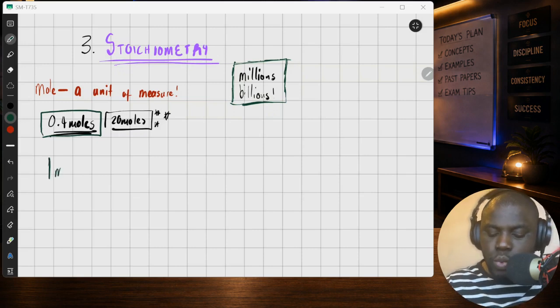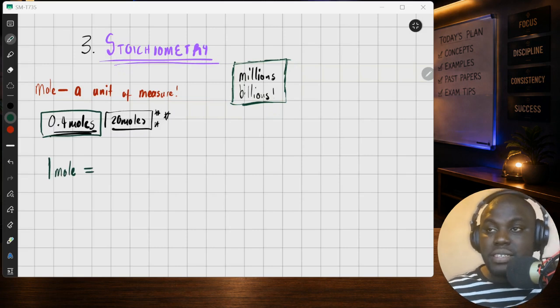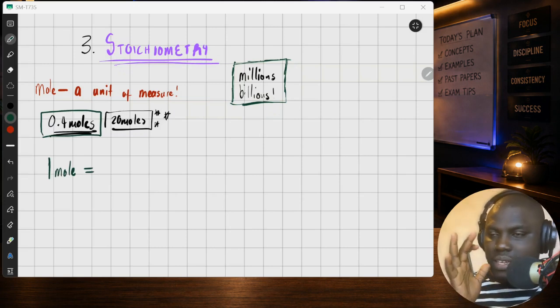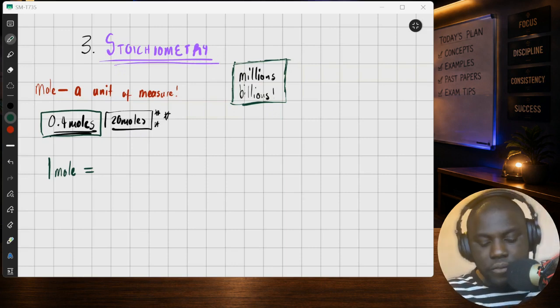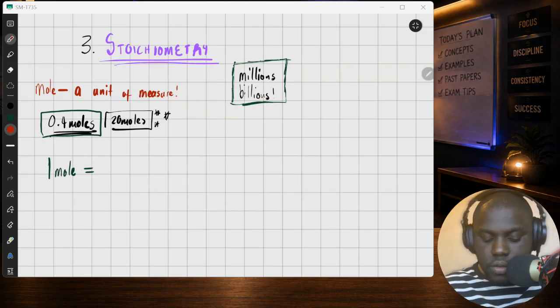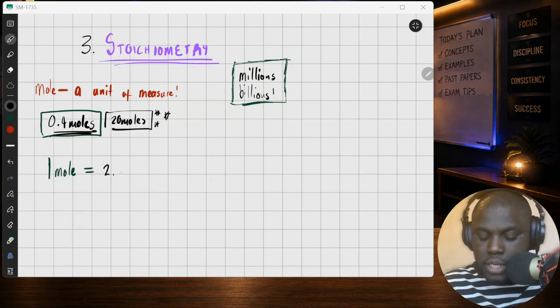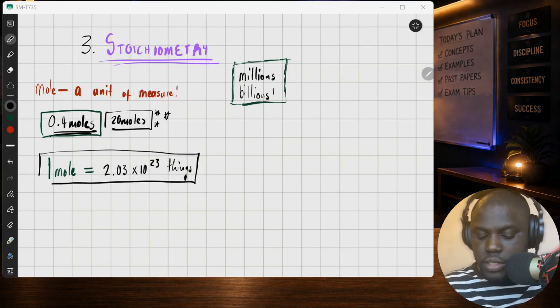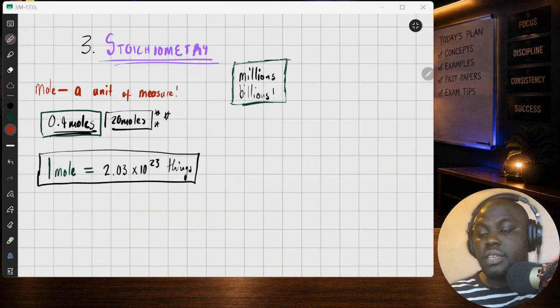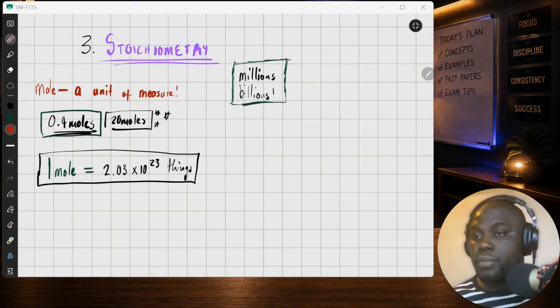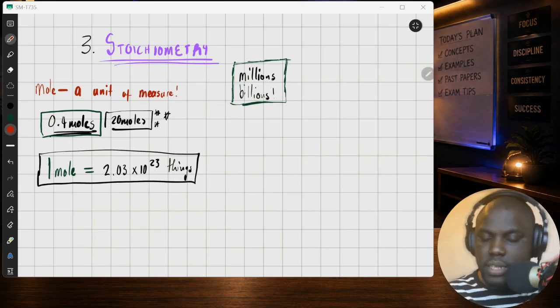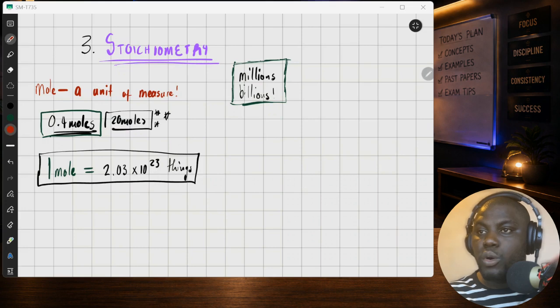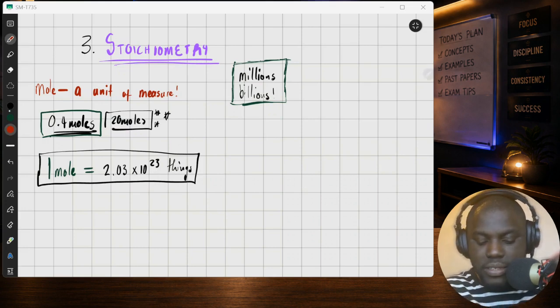You must know what 1 mole represents. 1 mole, remember, this is a unit of measure that we use when we are dealing with things that are very large in quantity. 1 mole is, you need to know this, 6.02 times 10 to the power 23 things. This is called Avogadro's constant. So this is where your chemistry begins, in you knowing Avogadro's constant. Everybody should know Avogadro's constant. What is Avogadro's constant? The number of things in 1 mole.